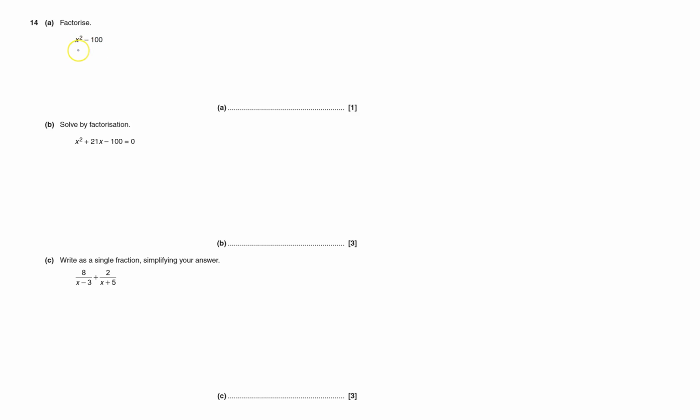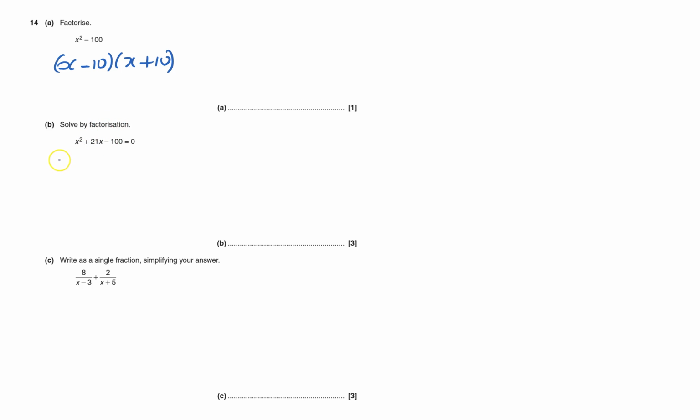I've got x squared minus 100. Well, this is the difference between two squares. So the answer will be x minus 10 and x plus 10. Just check. X times x is x squared, and x times 10 is 10x, and then you've got minus 10 times x, which is minus 10x, and that cancels the x's. I've got no x's here, and minus 10 times plus 10 is minus 100.